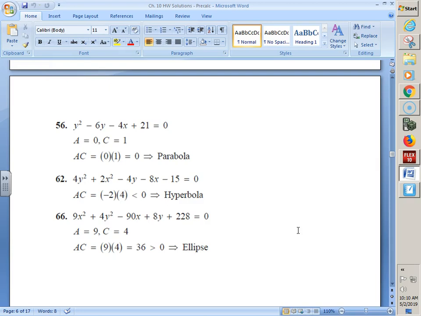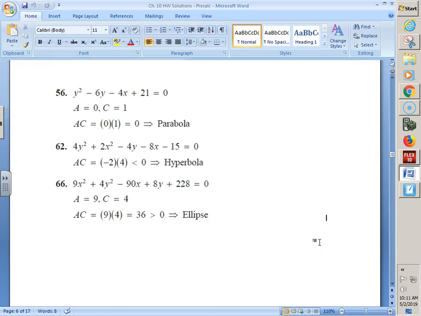So is it 4y squared minus 2x squared? Yes. Good. So y squared's great with a minus. Great. Hyperbola. So sorry, typo. It was a negative. It's a hyperbola. How about number 66? Ellipse. Both squares with a true positive this time, not a typo. With different coefficients, it's an ellipse.